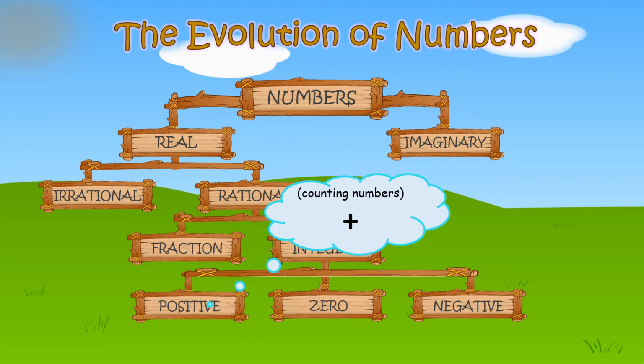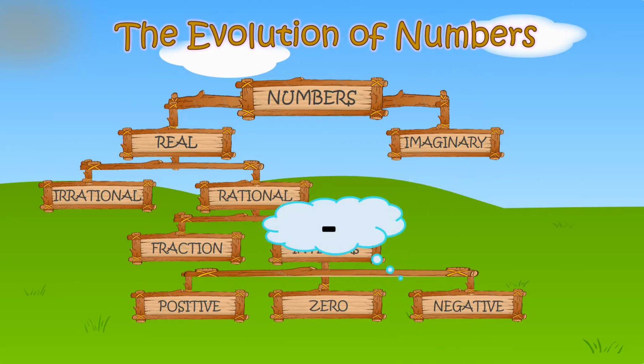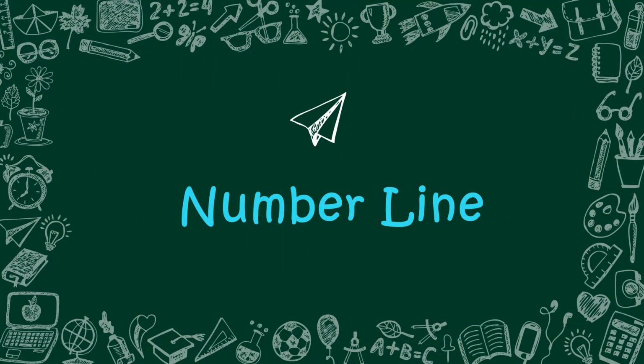Positive numbers are also the numbers that we call counting numbers. And the symbol for this is like a plus sign, while for the negative is the minus sign. And take note of this, 0 is a neutral number. It is neither positive nor negative. Now let's discuss the number line. Are you familiar with this? Do you know how to use a number line? That is what we are going to study.